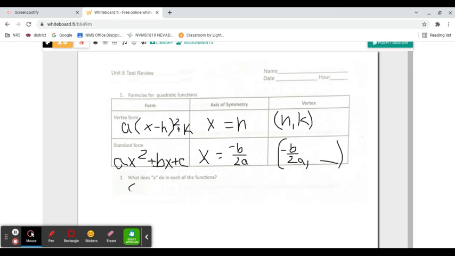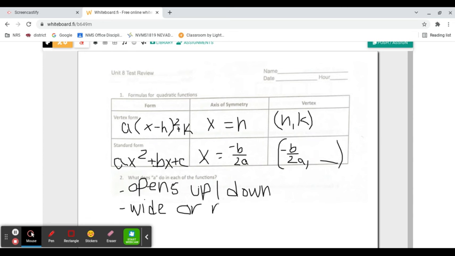What does a do in each of the functions? It tells you whether it opens up or down. It also tells you how wide or narrow the graph is, depending on how big the number is. If the number is a large number, it's going to be narrow. If it's a small number, like a decimal, it's going to be wide. That's what that first number tells us.